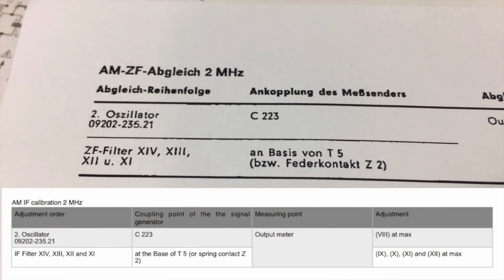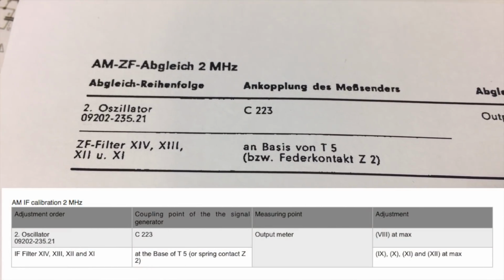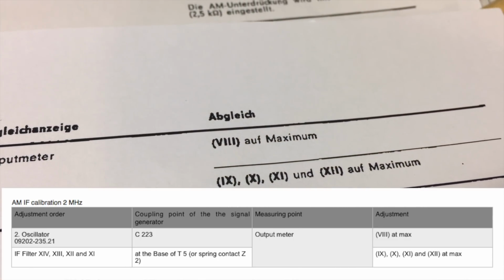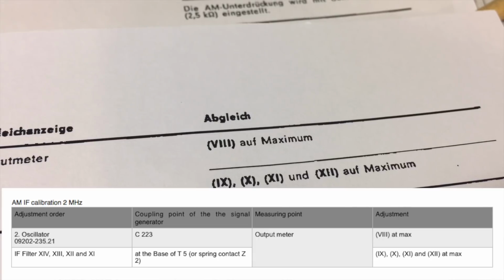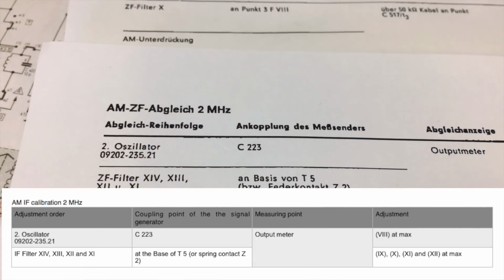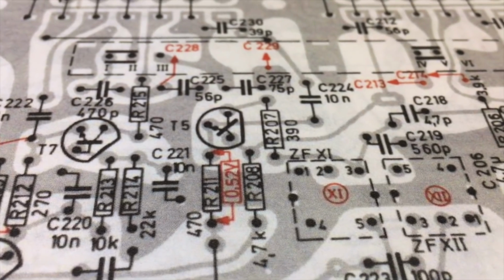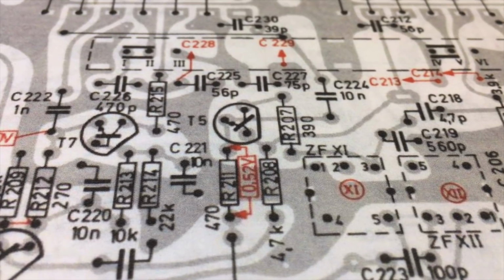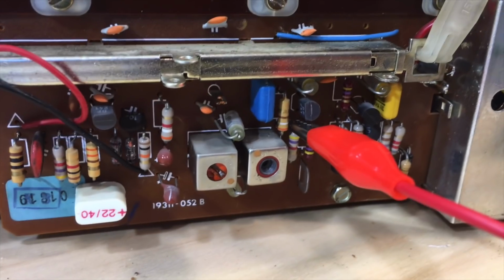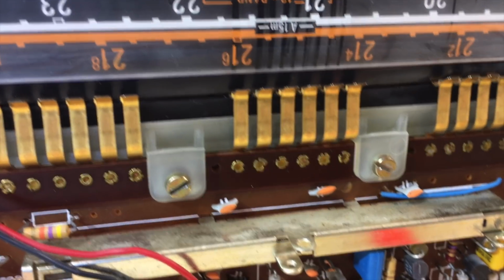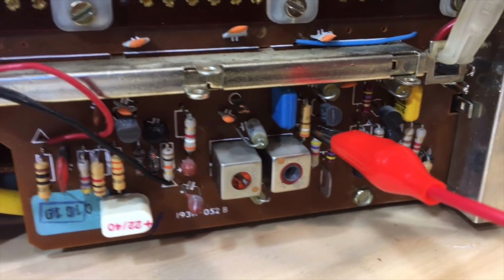They tell us to feed the signal into the base of T5. And we adjust points 9, 10, 11, and 12 for maximum. And that, of course, is with 2 megahertz signal going in. Now there's T5. So I'll just have to see where to pick it up. I need the base of T5. That there seems to be the closest point for that connection. They do tell us we can connect it to Z2 over there, but I don't want to mess with that. So let's see what we get.